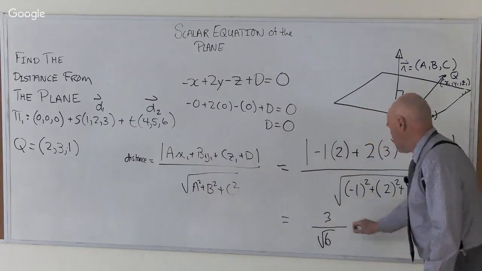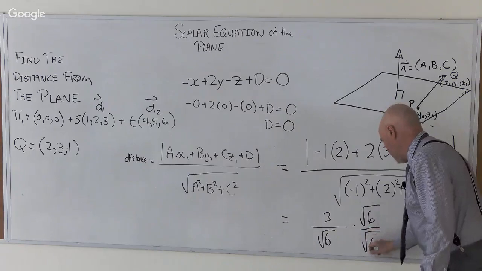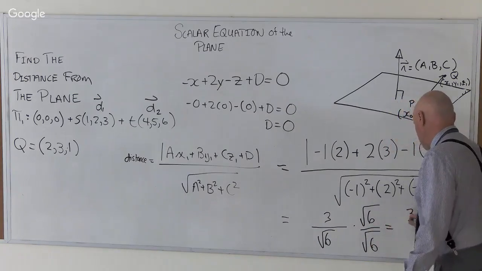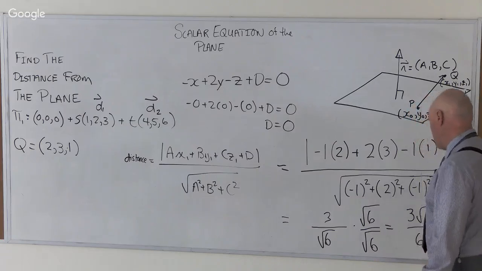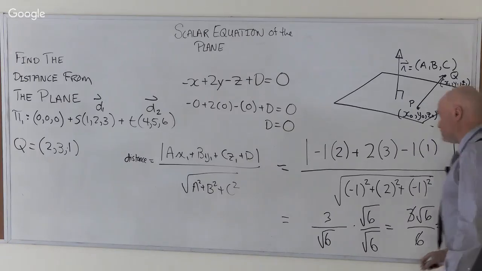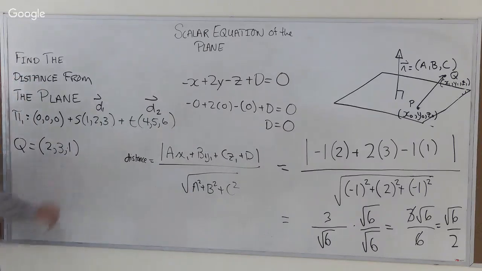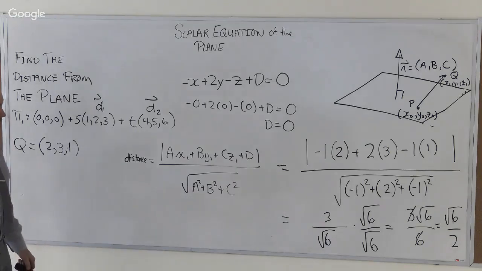And then, of course, I'm going to rationalize that. Of course I'm going to rationalize it. We would never want to do anything else. Oh, look at that. And then this is going to turn into that. So root 6 over 2 is the distance from this plane to that point. And that point is just feeling a little bit orphaned right now. Feels like we don't care for it. But that's not true.